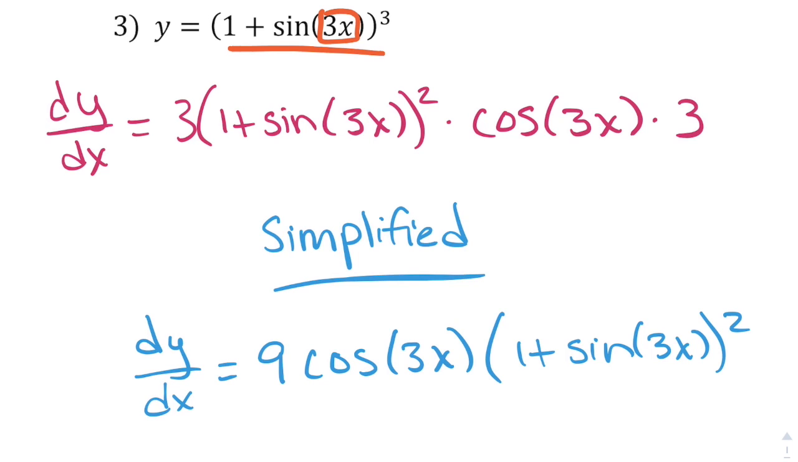Then derive the inside. The derivative of 1 is 0, and the derivative of sine is cosine. So we rewrite it as just cosine of 3x. Just that. That is the derivative of the inside. And then the derivative of my angle is going to be 3. So we attach that all together. Simplified, I move the 3's together with the cosine out front, and everything else stays the same.